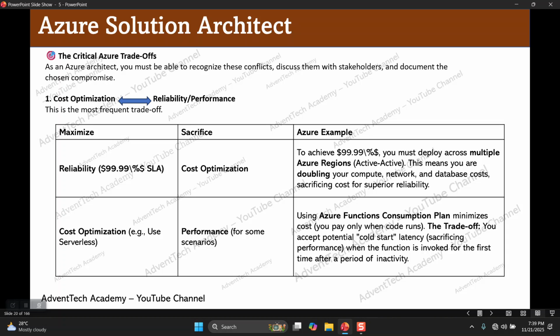If you look at the trade-off between cost optimization and reliability, if you want to maximize reliability, if you want a 99.99 SLA, the sacrifice, the trade-off, is cost optimization. To achieve a 99.99 SLA, you must deploy across multiple Azure regions in an active-active setup. That means you are doubling your capacity: compute, network, and database.